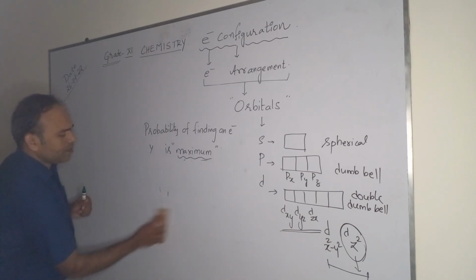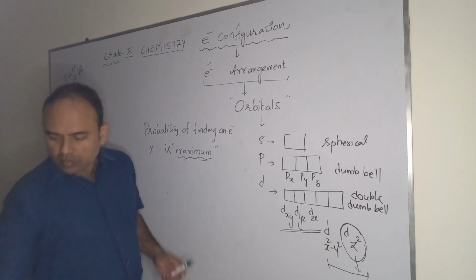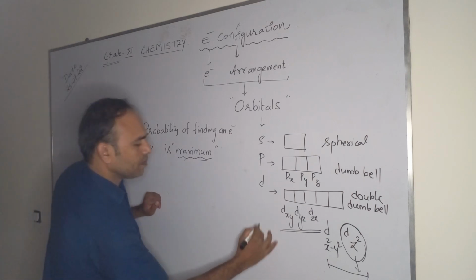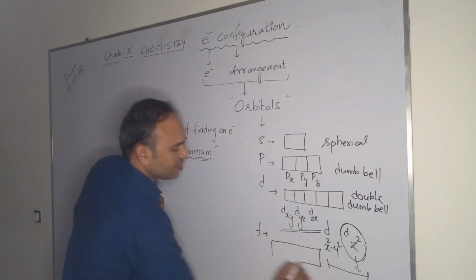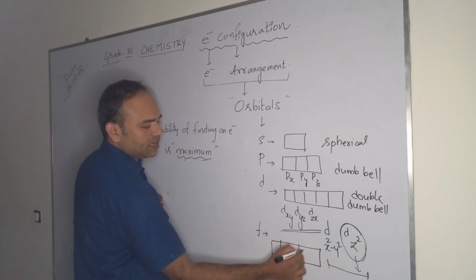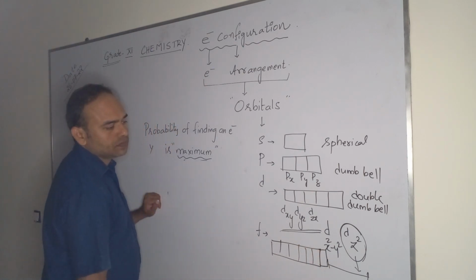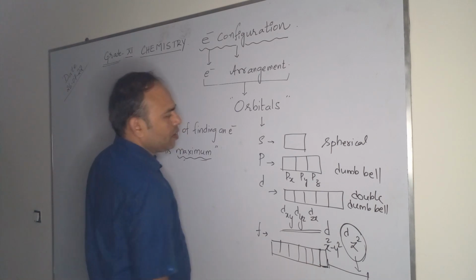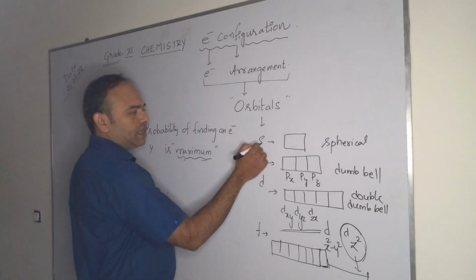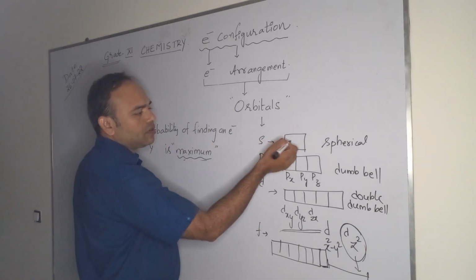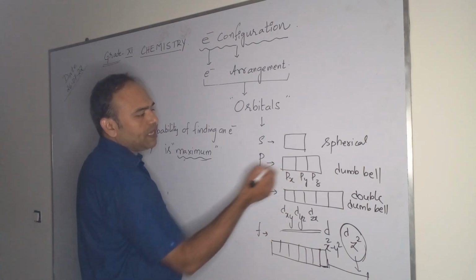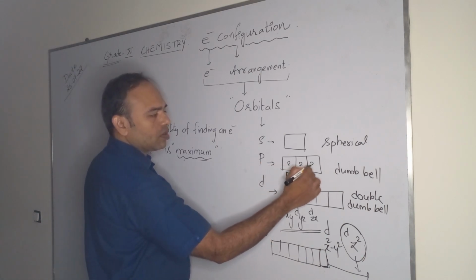See, f is a complex or irregular structure, so we don't want to go much into that. But 7 orbitals are there: 1, 2, 3, 4, 5, 6 and 7. Fine. So with this what we know, in s we can accommodate 2 electrons, and in p, each orbital can accommodate 2.